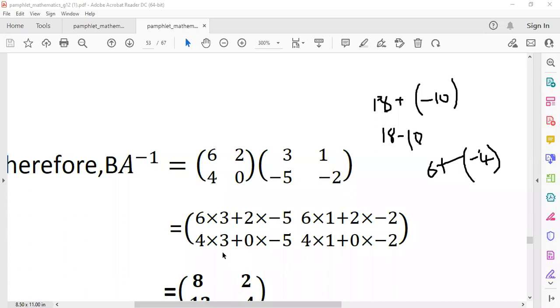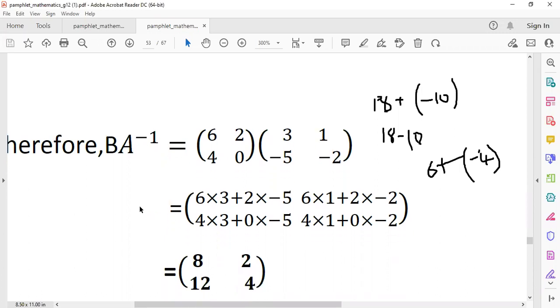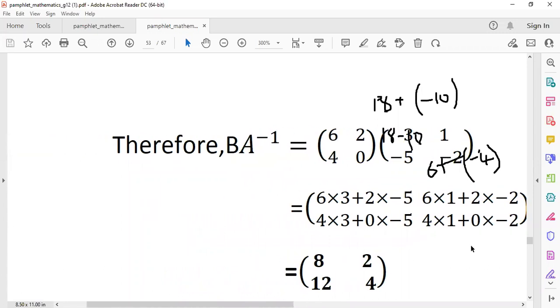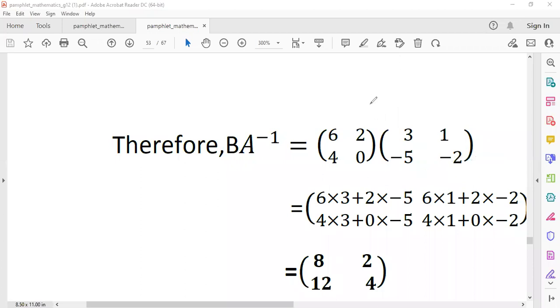Then down here it's 4 by 3, that's a 12. 0 by negative 5, that's just a 0. So it's 12 plus a 0, which is just 12. Then 4 by 1, that's a 4. 0 by negative 2, that's just a 0. So it's just a 4. These are the answers for the second question.